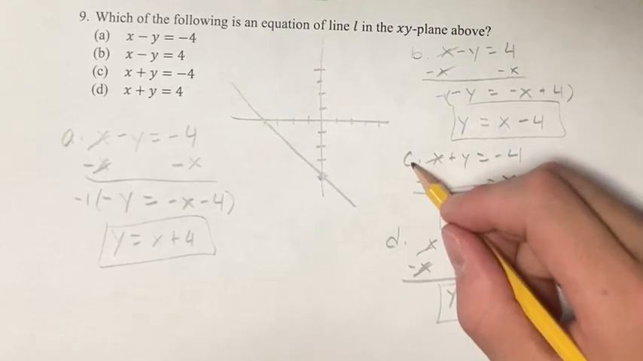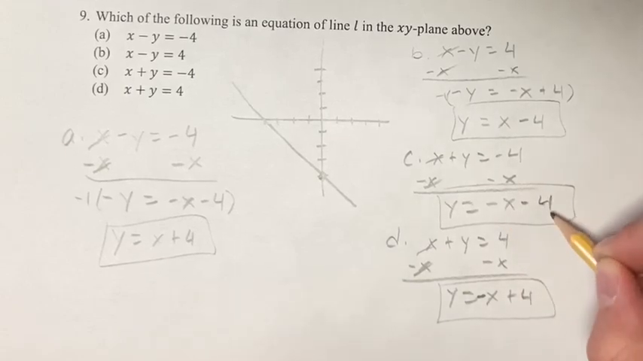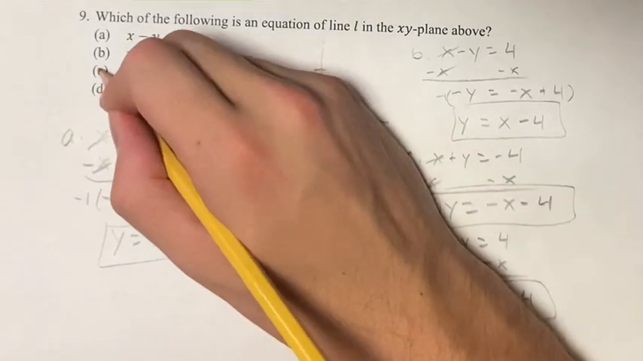And in only one of these, C, where we have a slope of -1 and a y-intercept of -4, is that the case. So C is going to be your final answer.